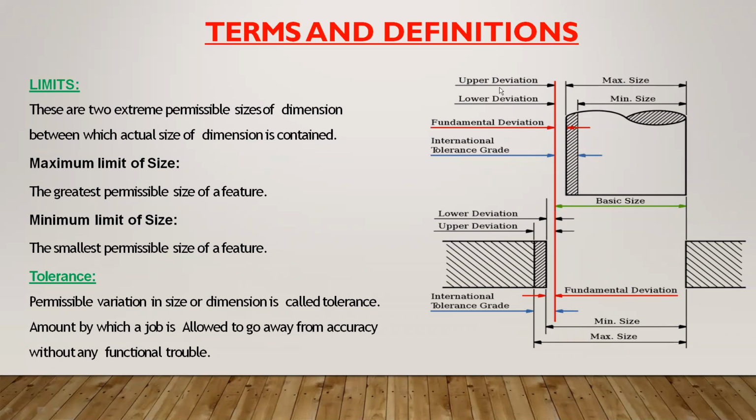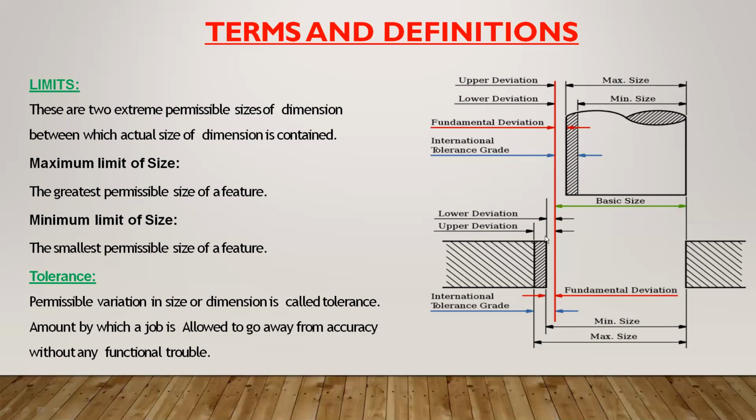First one is the upper deviation, second one is the lower deviation, and third one is the fundamental deviation. So based upon these deviations, the tolerance grades have been divided. In the first picture, the upper deviation, lower deviation, and fundamental deviation are on the red color line. So you can see the red color line here. This red color line is indicated by the upper, lower, and fundamental deviations.